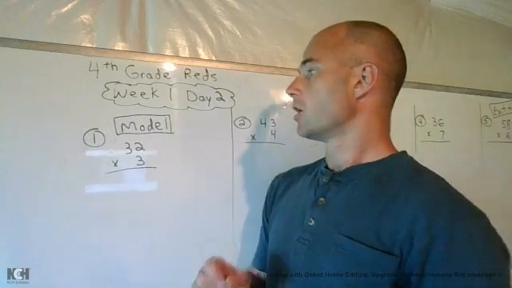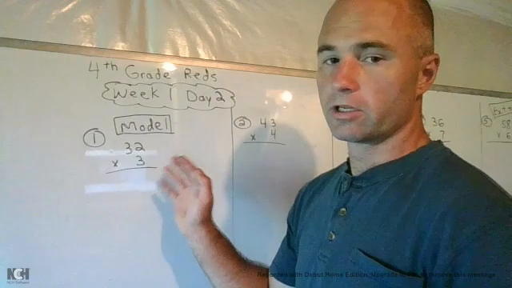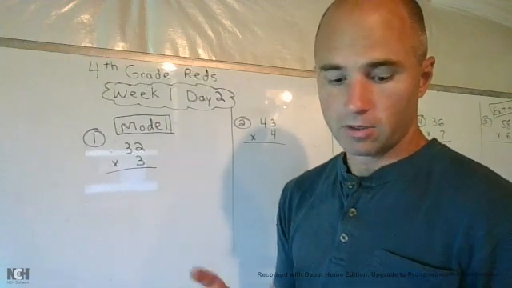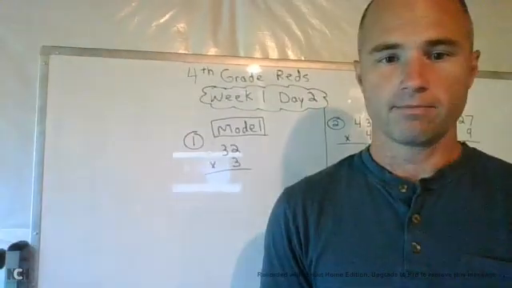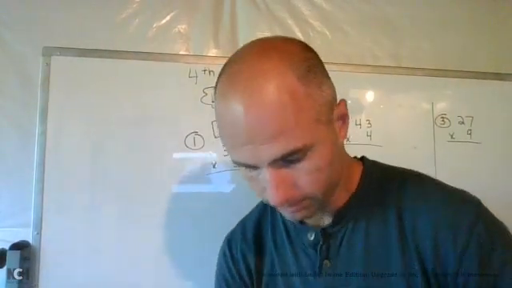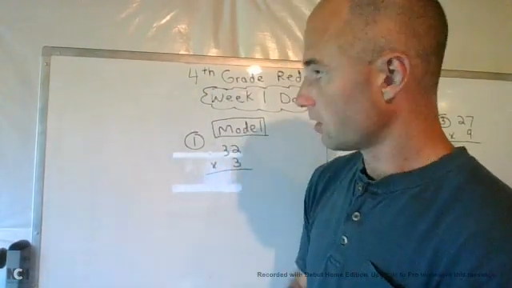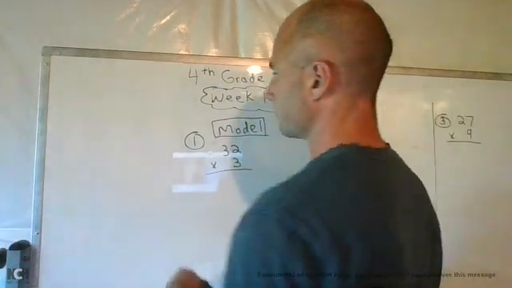Okay, so the model problem is 32 times 3. But before we do that, we need to go over the exit ticket, don't we? The exit ticket question from yesterday was 50 times 6.